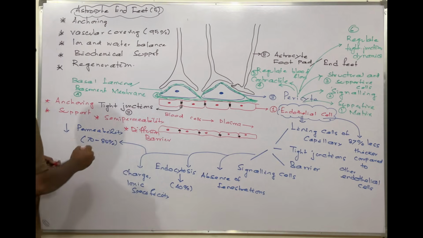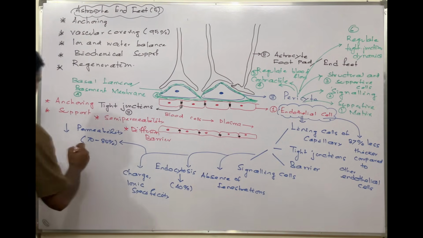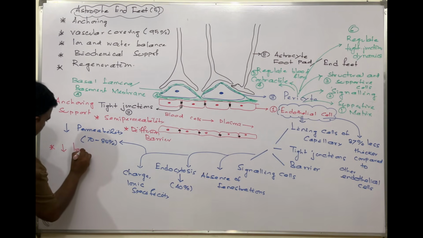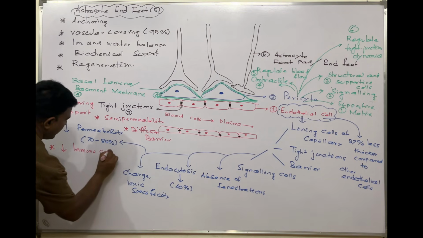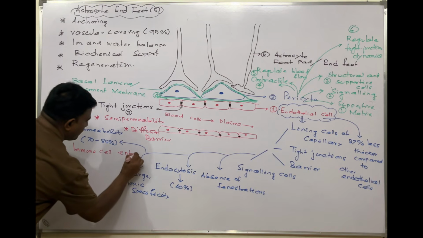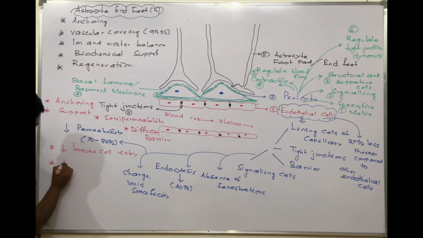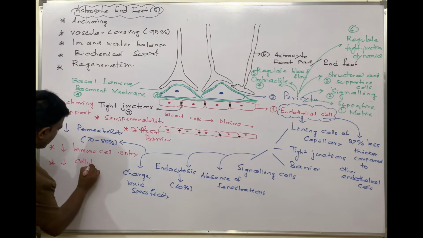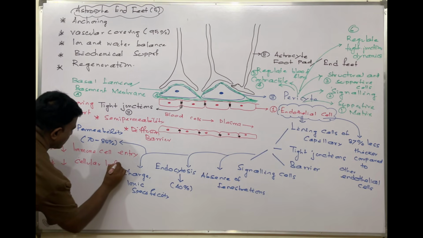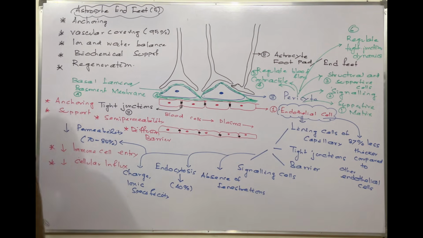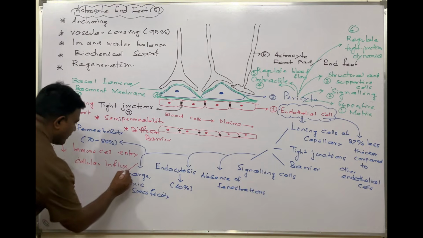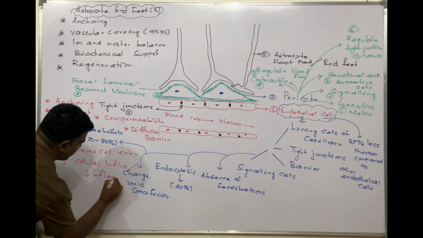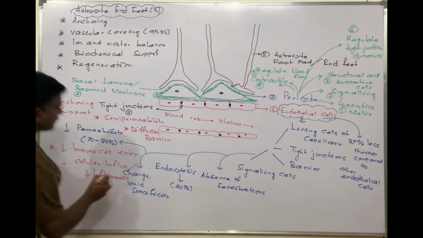And now I'm coming to 2 master functions. Here I'm writing reduced immune cell entry and decrease in cellular influx. That means cellular influx is also decreased. Thereby it reduces inflammation. So these are the functions.